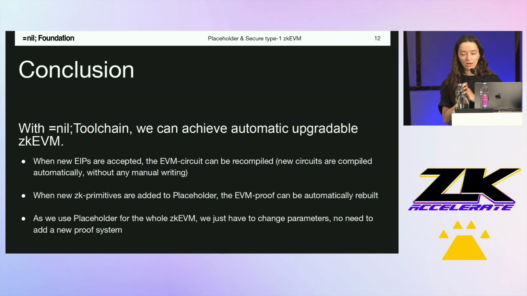With the nil toolchain. And the last thing, it's a more minor thing, but I wanted to mention it: for now, when we build a zkEVM, we use a different proof system, and our placeholder is a more modular proof system. We just take other parameters, and it gives us usability. So as a result, in one sentence, my final words: with the nil toolchain, we can achieve an automatically upgradable zkEVM. Thank you.